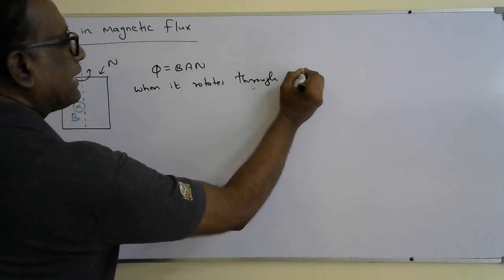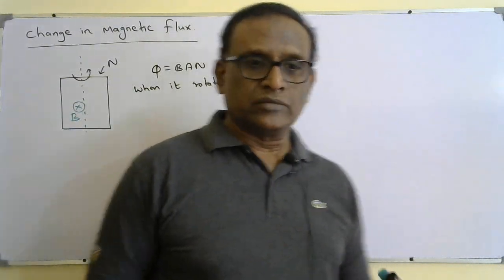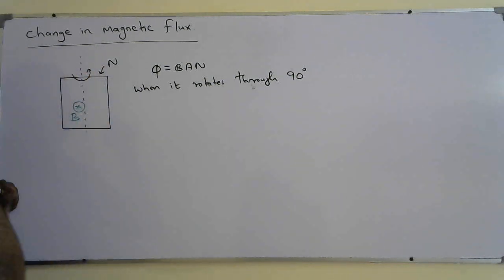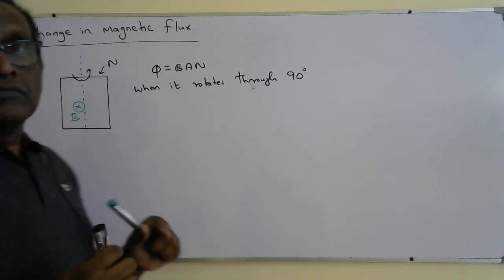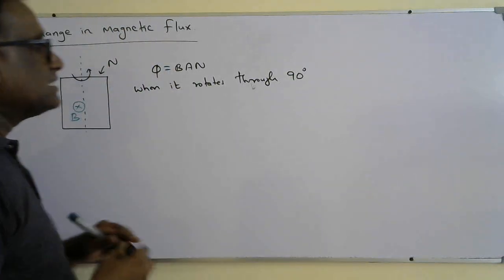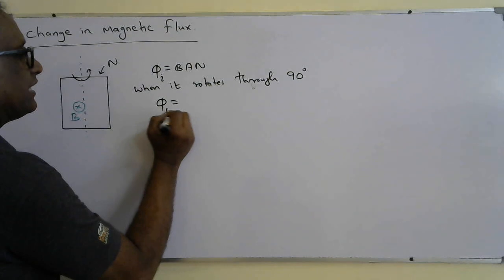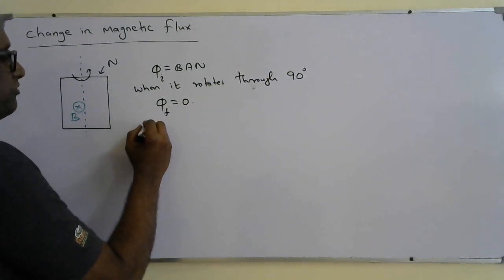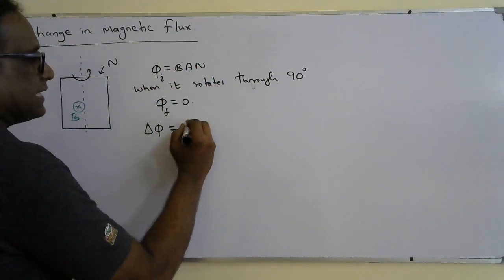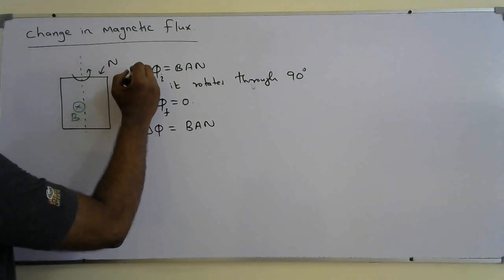when it rotates through 90 degrees, what will happen? The plane of the coil will become parallel to the field lines. The coil is like this now, and it will become like this. Field lines are also into the board, so the direction of the field lines will be parallel to the plane of the coil. So flux linkage will be equal to zero. I can call this the initial and this the final, equal to zero. So the change in flux, delta phi, is the numerical value, this minus this, which is B A n. Okay, so you must know this one.